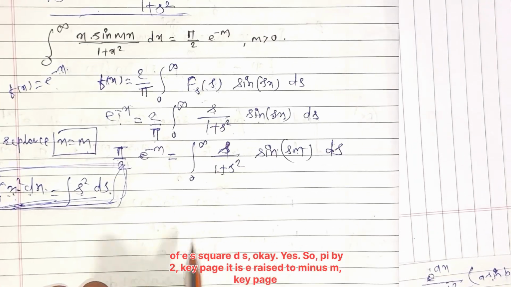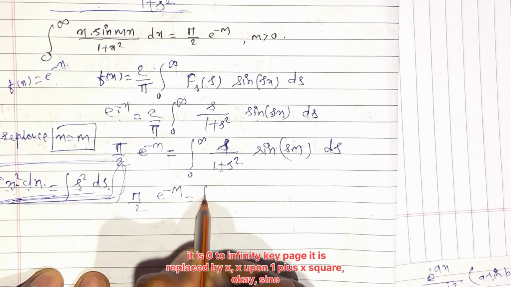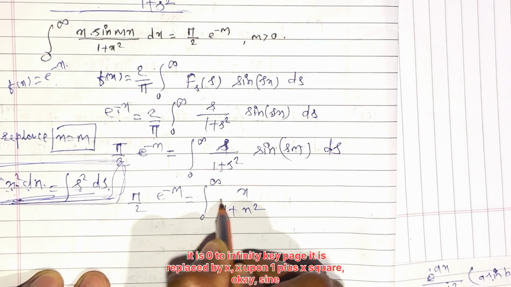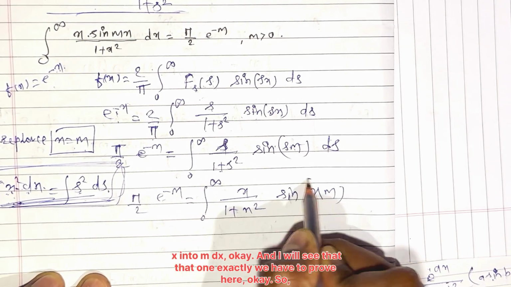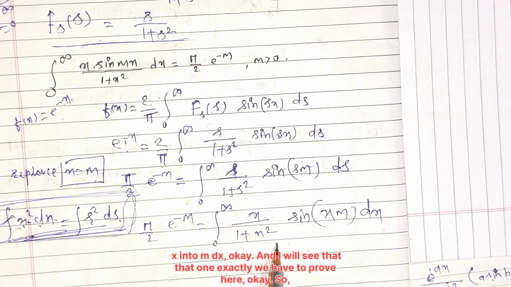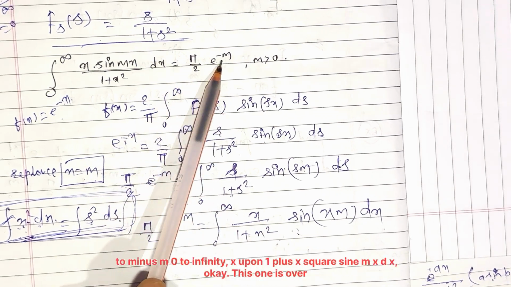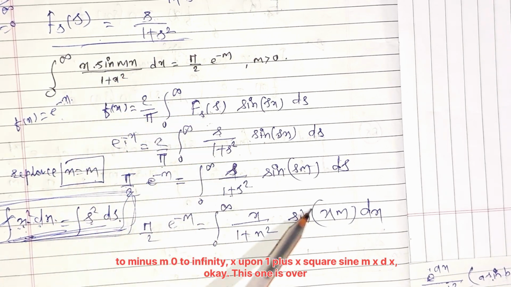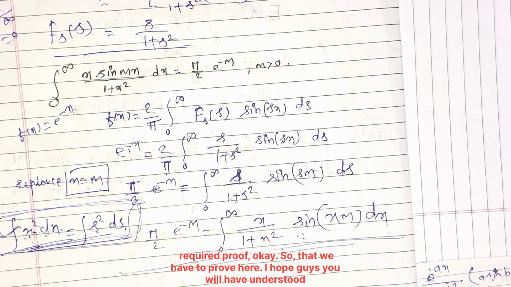So pi by 2 keep as it is, e raised to minus m keep as it is, 0 to infinity keep as it is, s replaced by x, x upon 1 plus x square, sine mx dx. Now see that this is exactly what we have to prove here: pi by 2 e raised to minus m, integral 0 to infinity x upon 1 plus x square sine mx dx. This one is our required proof.